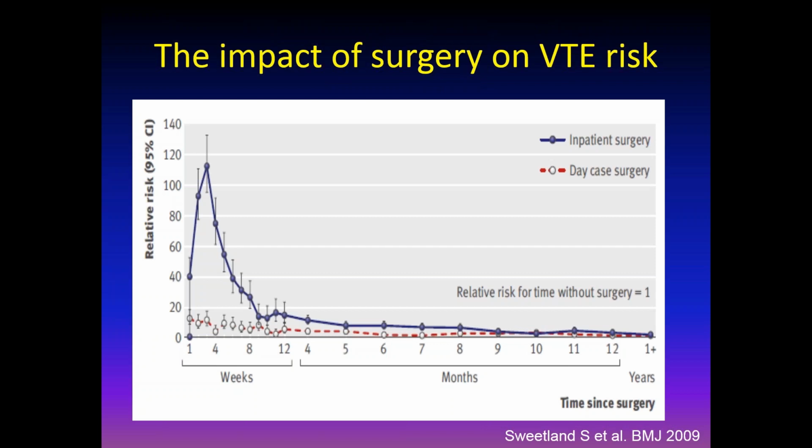As you can see, in the weeks following a surgical procedure there's a huge increase in risk, particularly for patients that have an inpatient surgical procedure, rising above 100-fold the relative risk experienced by the general population. Then gradually over time after the hospitalization this risk dissipates, although it takes many months for the risk to go back down to baseline. You also see in the red line that even ambulatory surgery puts patients at risk for developing a deep vein thrombosis or pulmonary embolism.